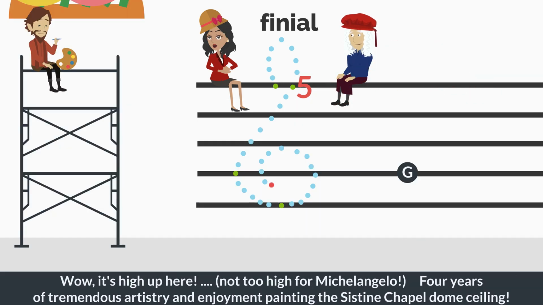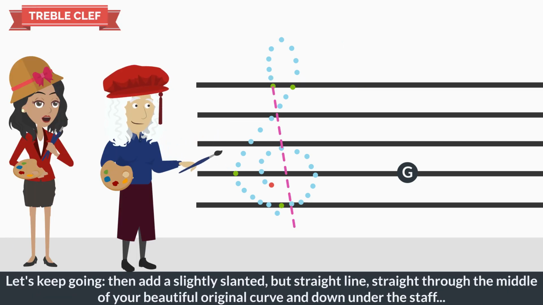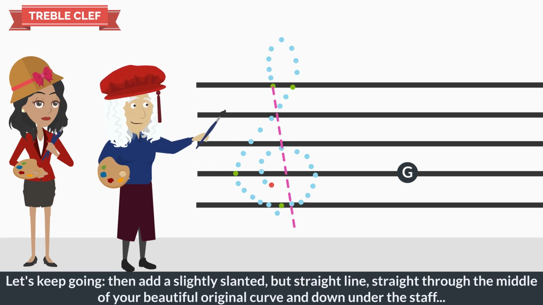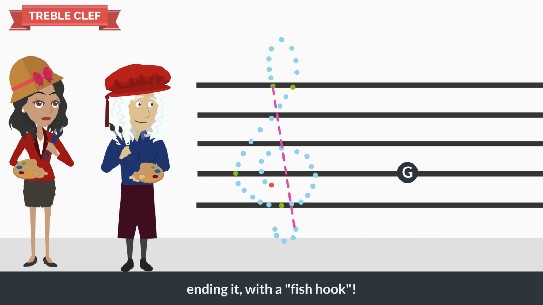Wow, it's high up here. Not too high for Michelangelo. 4 years of tremendous artistry and enjoyment painting the Sistine Chapel dome ceiling. Let's keep going. Then add a slightly slanted but straight line straight through the middle of your beautiful original curve and down under the staff, ending it with a fish hook.